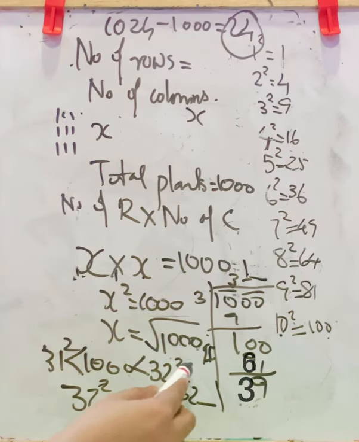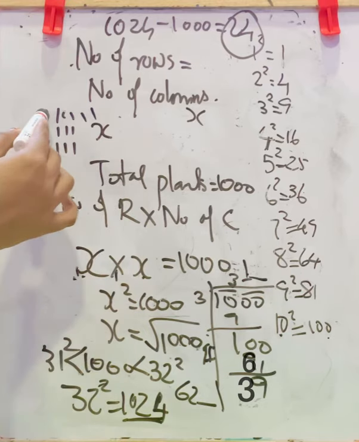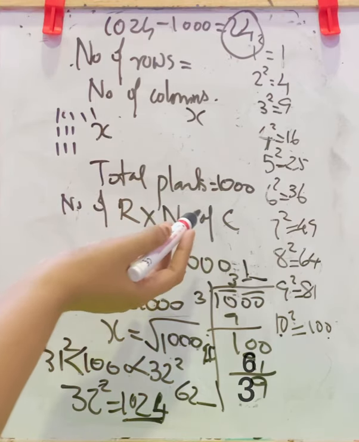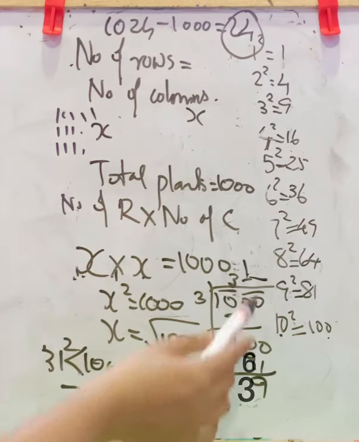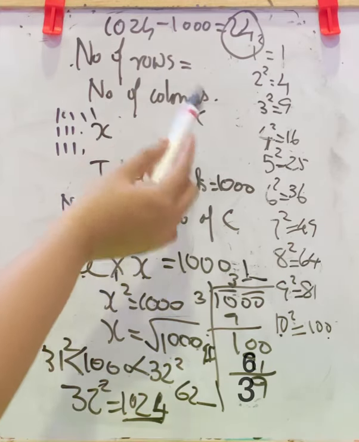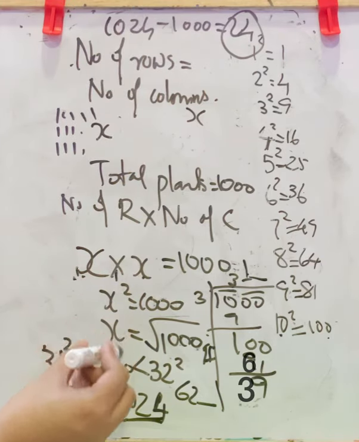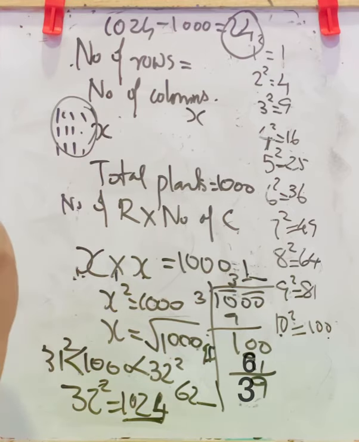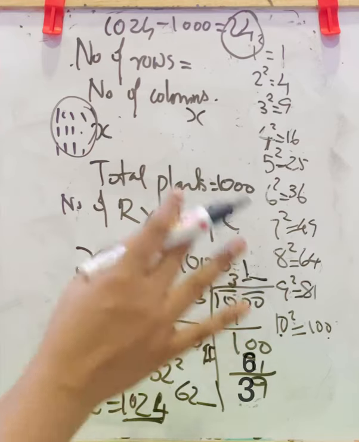So if this is not a perfect square, some number will be left here. Both column and row will not have same value, same number. Some plants will be left. So to make it a perfect figure, then you have to find which is the next square number after 1000. Then that was 1024. So you can say if you add 24 more plants, you can plant it perfectly. That is, number of rows will be equal to number of columns.